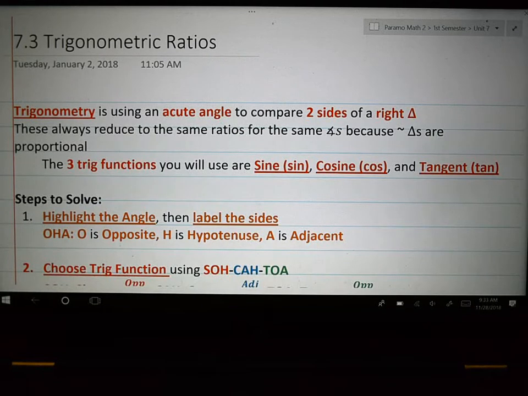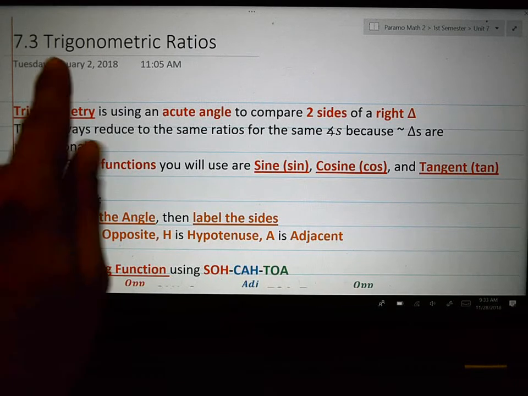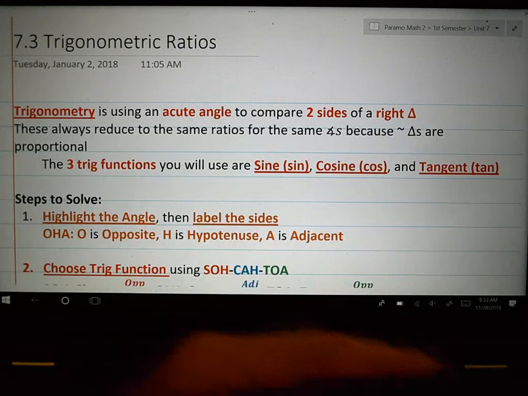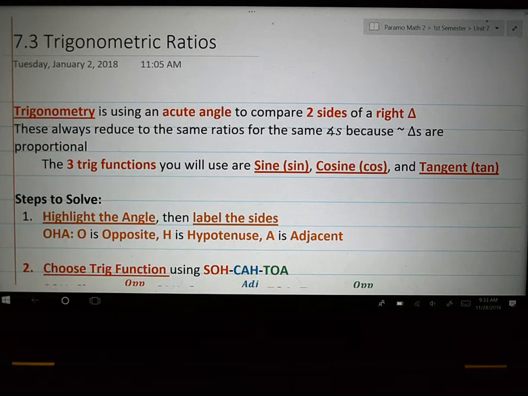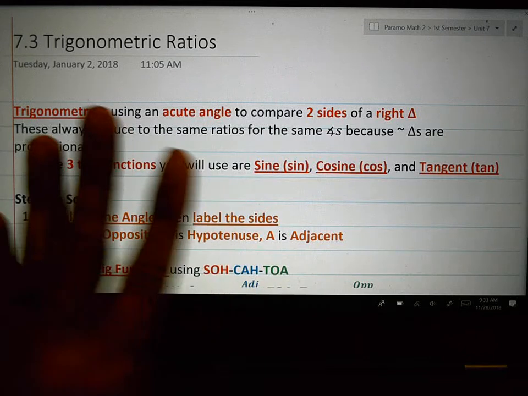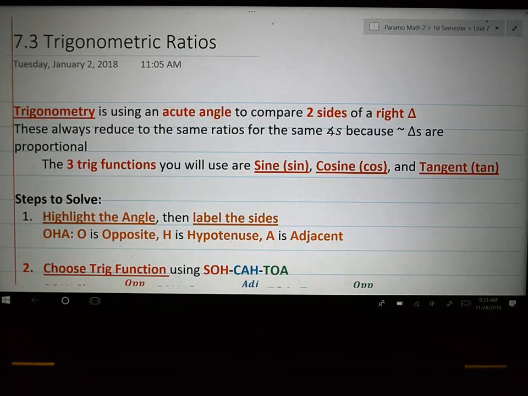7.3 is one of my favorite lessons all year because it deals with a word that has put fear into your parents and generations before you. It's called trigonometry. This is the basis for all things triangle. Trigonometry is basically a relationship between two sides of a right triangle based off of an angle.